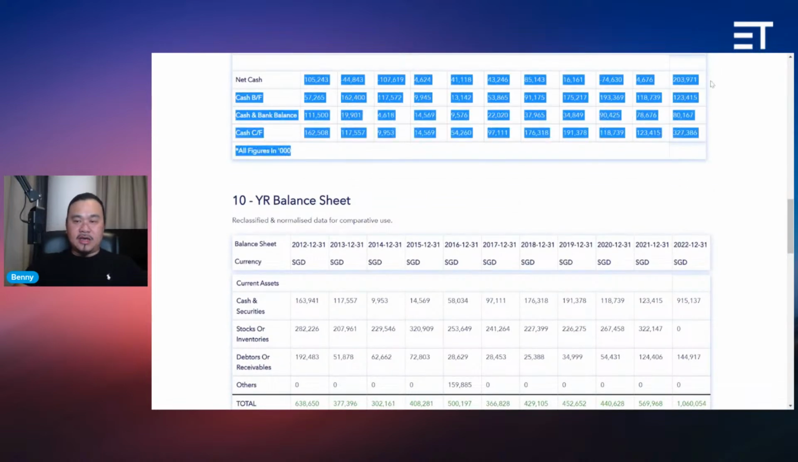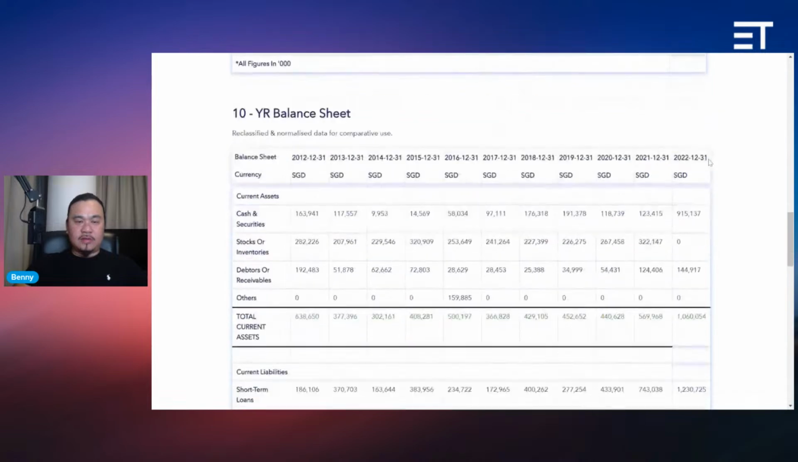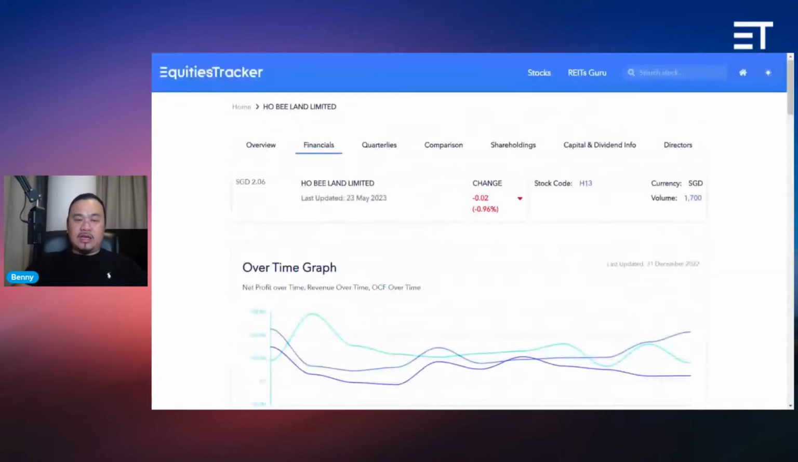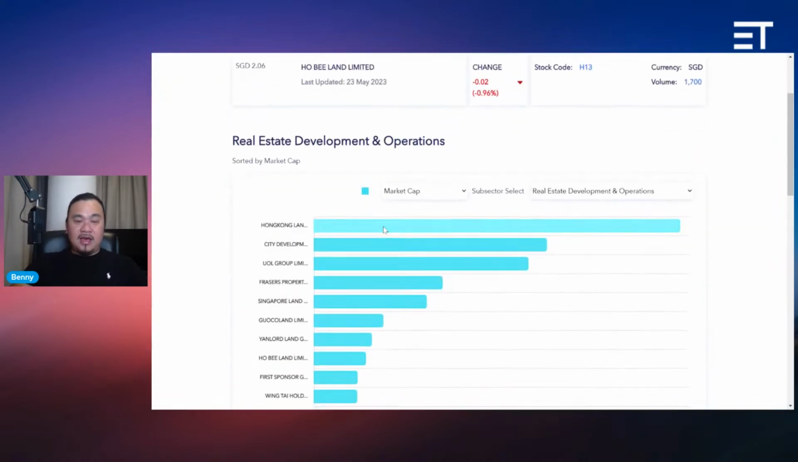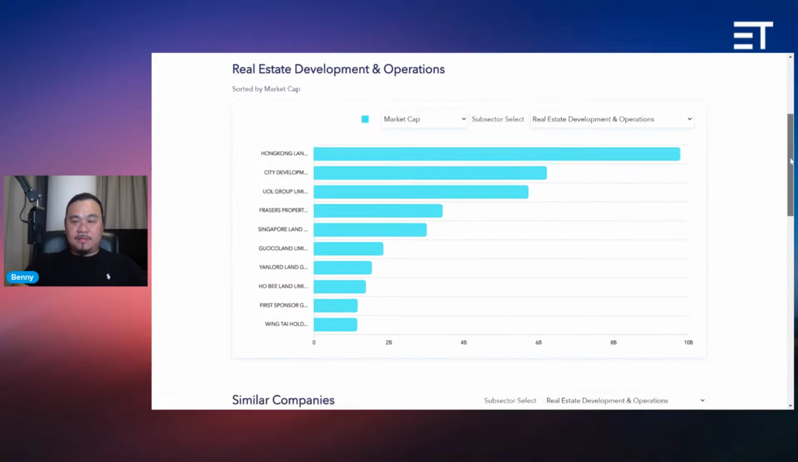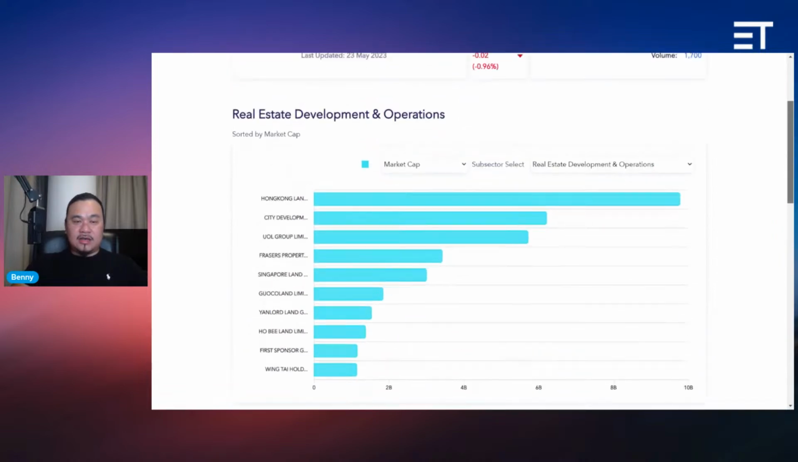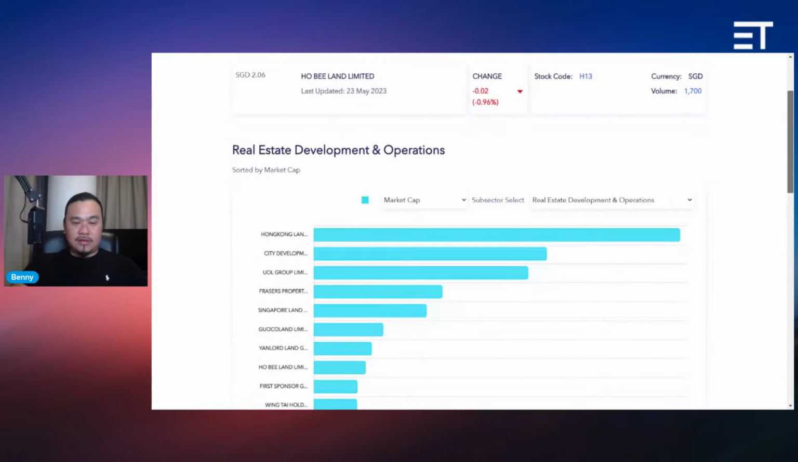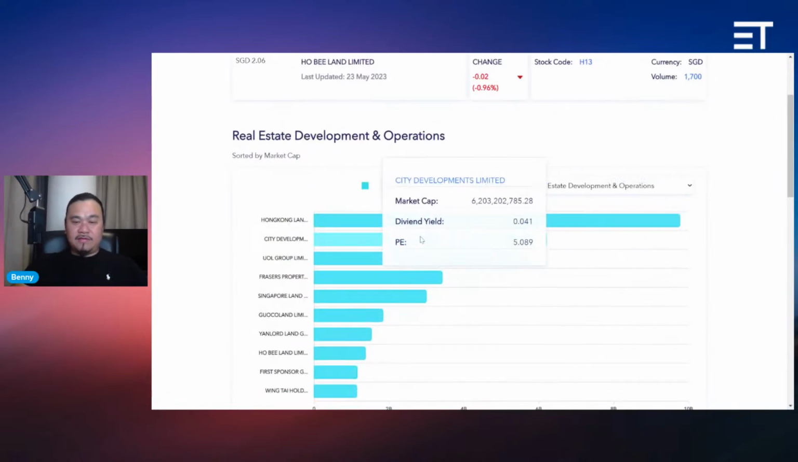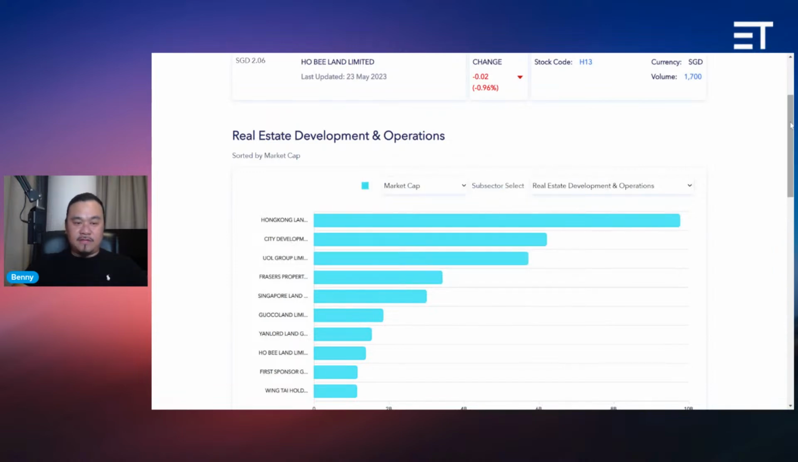And the company has cash as well. Okay, so again, if you are interested in property market, then you can always look at this. You can also compare with the rest of the other real estate companies, for example, and you can also compare, of course, the other sectors as well, right? So you have Hong Kong Land, for example. We have here City Development, UOL, Frasers, and the rest of them.